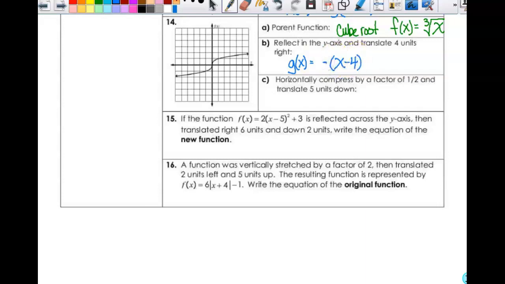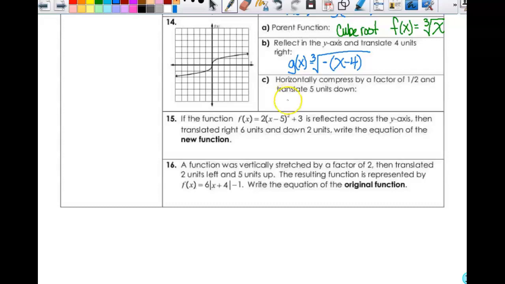Okay, there has to be parentheses there because the negative is always factored out. All that happens underneath the cube root. This would be a reflection in y, and this is moving 4 units to the right. Okay, we good? What questions we got?